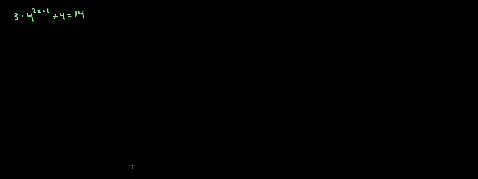I'm going to solve a bunch of exponential equations. I'm going to start with a simple one like this, and then hopefully it will become increasingly irritating. The first thing I'm going to do is subtract 4 to the other side, to get all of the constants on one side. This will be equal to 10. Divide both sides by 3.